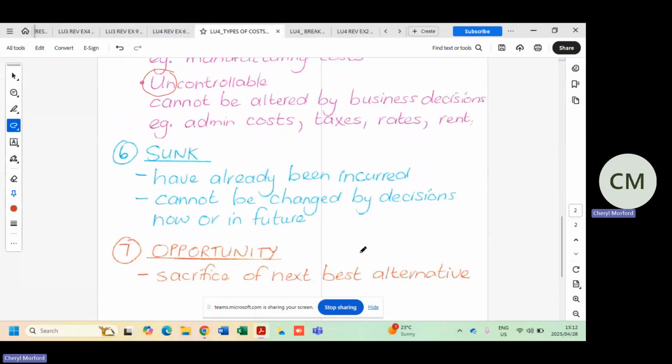So we will do some questions and we will put into practice all of these things. So I also want to deal with the final part of the theoretical side, and that is to do with break even.